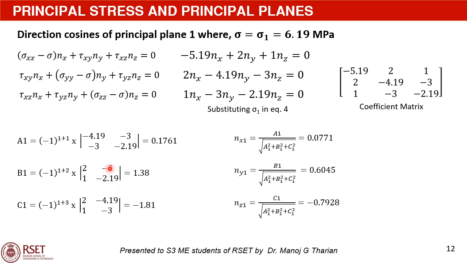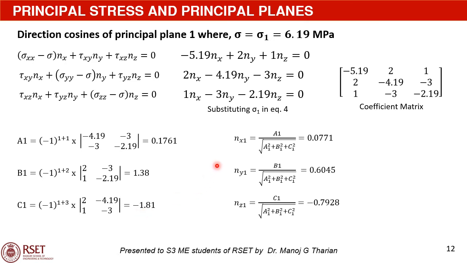When you calculate, we will get the value of B1 as 1.38, and C1, the minor of this element, is obtained by (-1)^(1+3), where 1 represents the row number for this element and 3 represents the column number for this element, times the minor of that particular element, which will be these four elements, which gives C1 equal to -1.81.